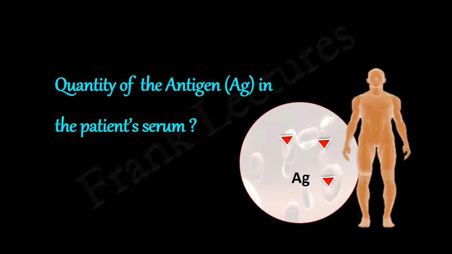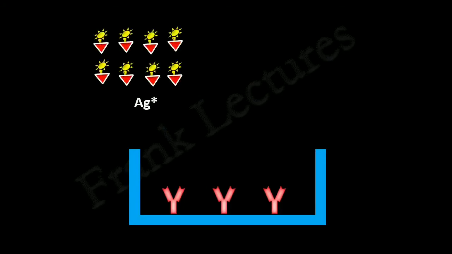Let's now quantitate the antigen in the patient's serum. We will take same quantity of immobilized antibodies in a microtiter well as we used in the standard curve. To this well, we will add a fixed amount of radio-labeled antigen. Again, this amount is same as we used in standard curve.